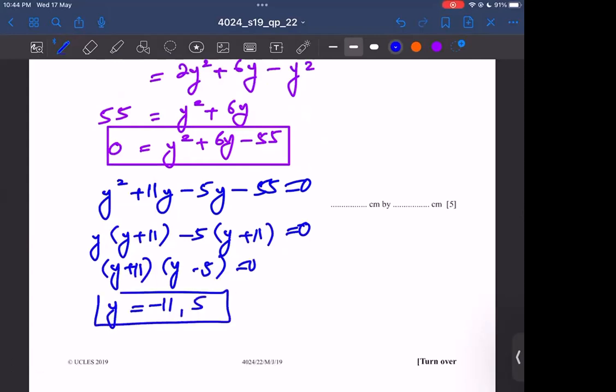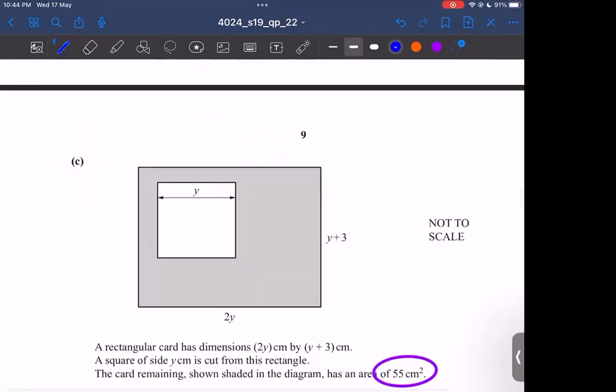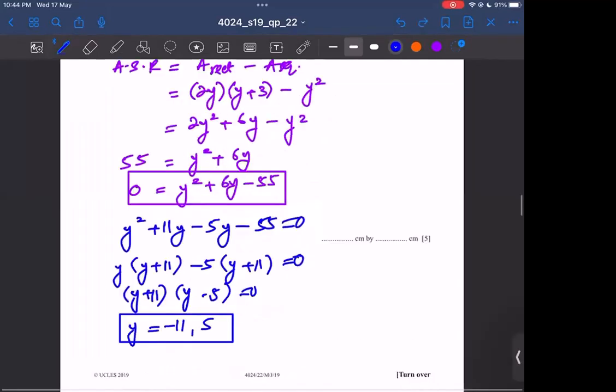Since you got the y values, y cannot be negative. Why? Because this y is the length. So it cannot be negative. So we can only take the value of y as 5, not minus 11. But right now they're asking for both of these values. See, they're asking for both of these values. So I'm just writing both of these values, minus 11 and 5.